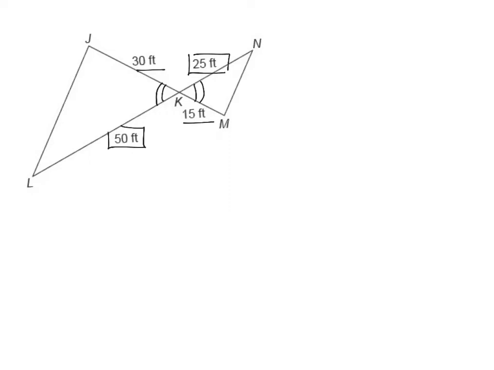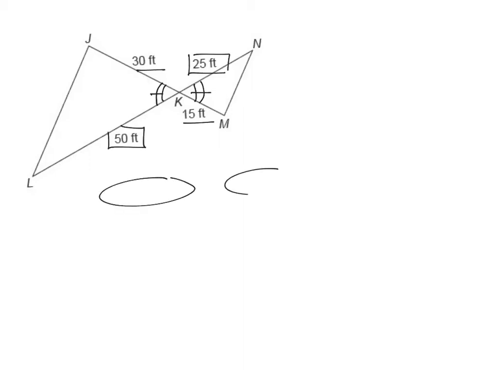Now, in order to prove it congruent, we need to know that something is true that we've proved in the past. And in this case, we do know that those two angles are congruent because of vertical angles. We have proved that no matter what, when you have a pair of angles formed by intersecting lines that are across from each other, they will be congruent. So that is enough information for us to prove the two triangles similar.